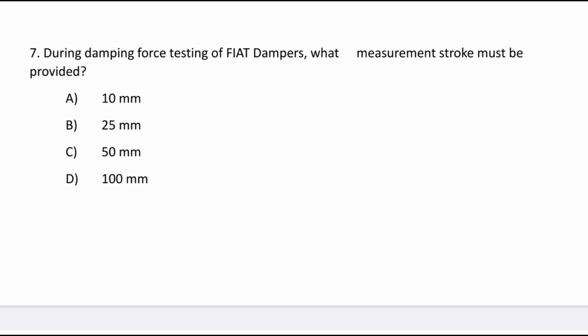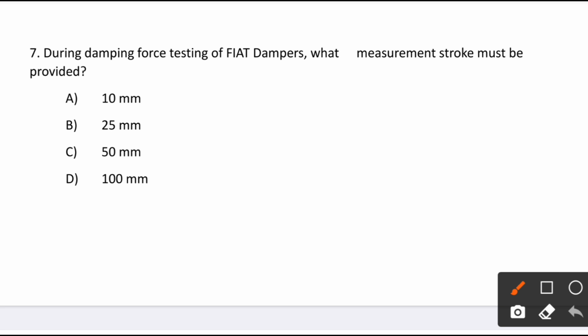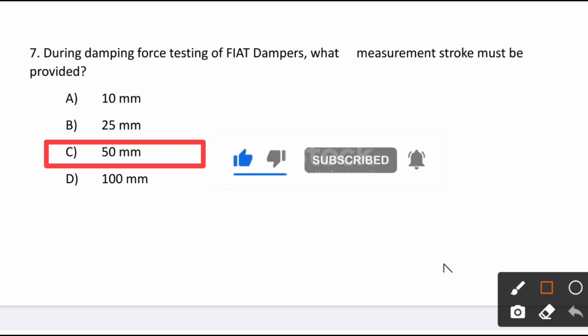Precautions to be taken during testing of dampers in maintenance depots and workshops. Installation length of dampers in test machines should be either equal to installation length of damper in bogie or mid-position of damper. Mid-position of damper equals 1/2 of extended length plus compressed length. During damping force test of Fiat dampers, stroke of 50 mm should be provided. In this question, the correct answer is C.